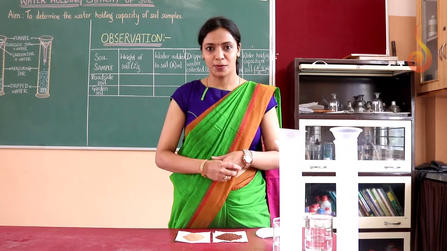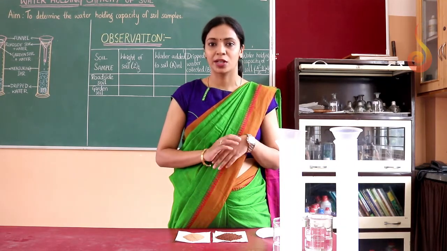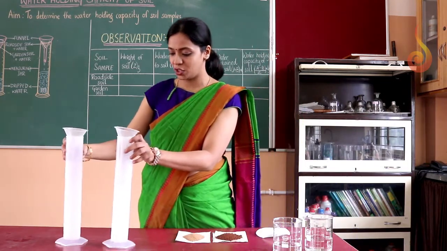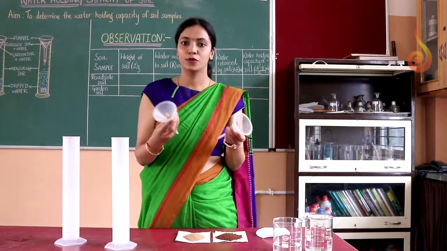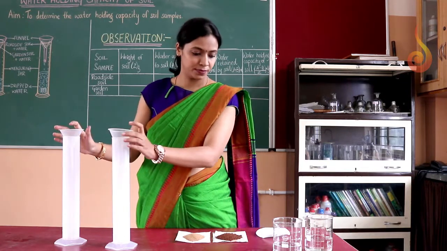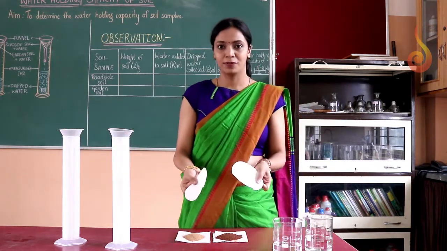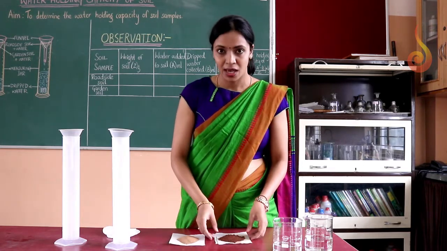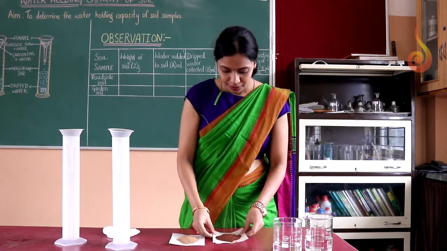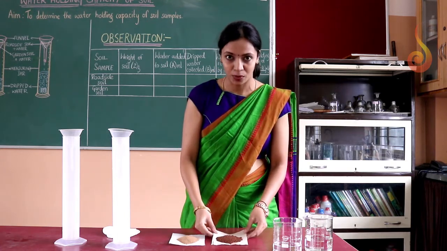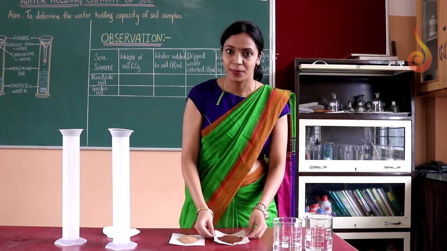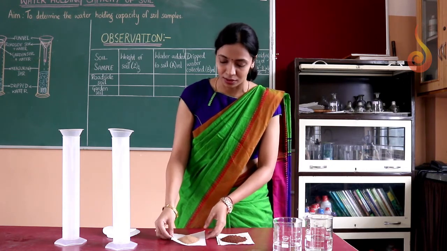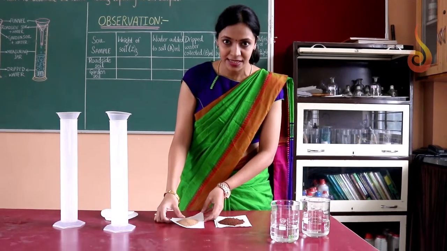Before we begin with the experiment, I will brief you about all the requirements for the experiment. We need 2 measuring jars, 2 funnels, Whatman filter paper, 2 of these, 2 soil samples. As you can see, this soil sample is slightly brown, dark brown in color. This sample is obtained from the garden. This soil sample, which is light brown in color, almost beige-like, this is sandy.